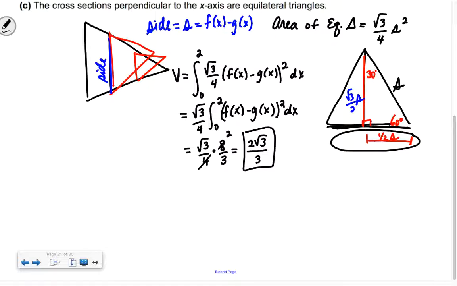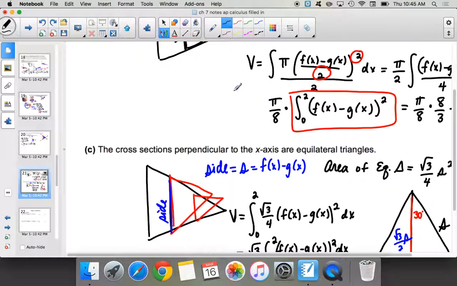Okay, is that it? Are we done with the AP Calculus notes? Is that exciting? Not really, we still have the AP questions in the notes, but good. Awesome, we'll stop there.